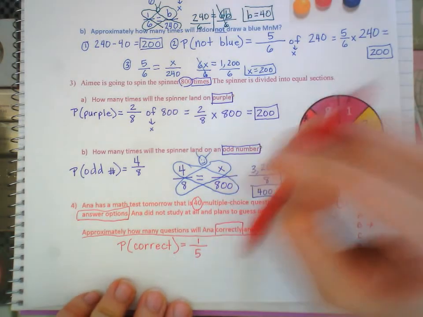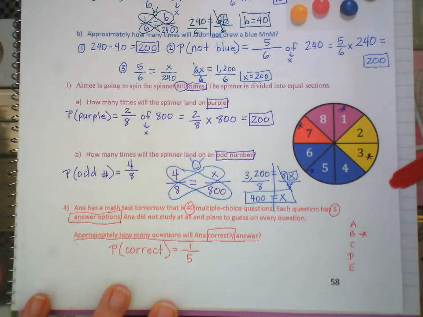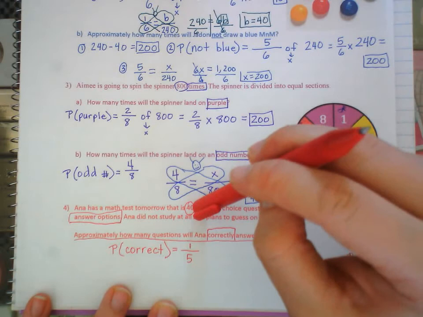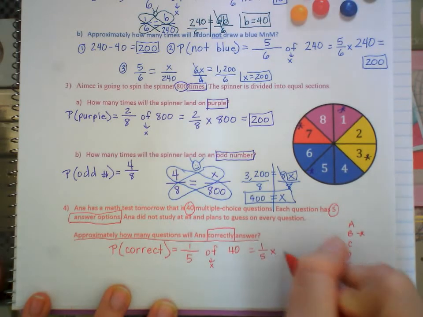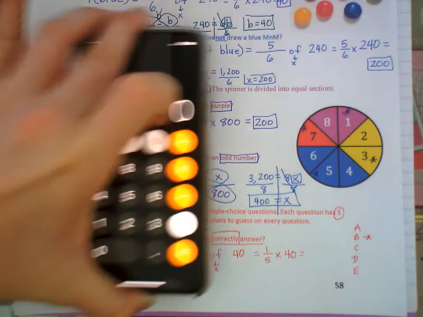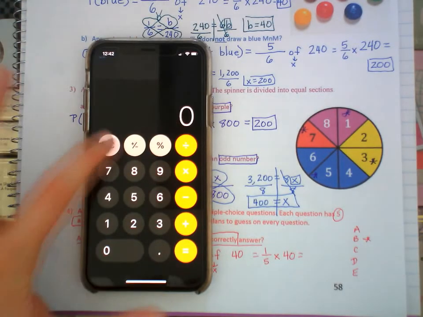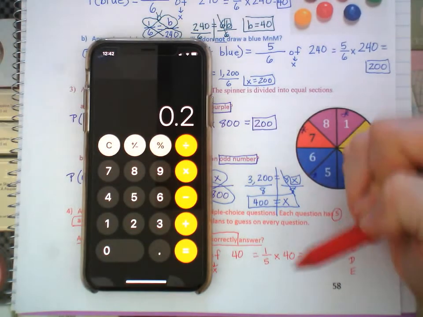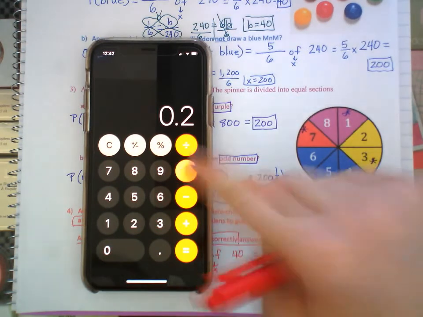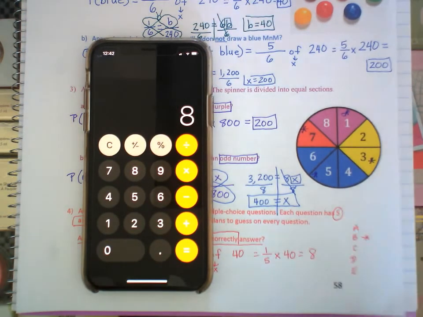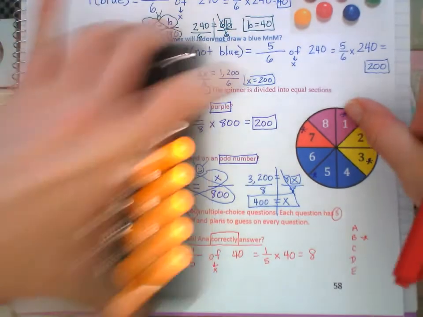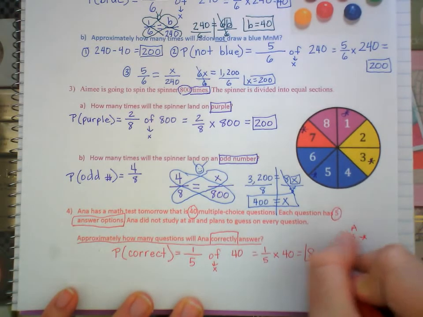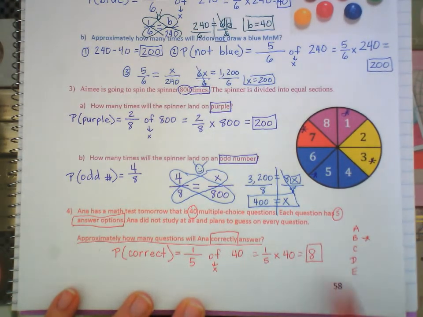You find the probability of whatever they're saying. Then either set up your butterfly or just multiply the probability by how many trials there are. How many questions are there? 1/5 of the 40 questions she's going to get right. So 1/5 times the 40 questions. 1/5 is 0.2, 20%. That's the probability she'll get the answer right. Times the 40 questions we're answering, 8. So she's going to get 8 of the 40 questions right. Anna, your score is going to be a 20% on the test, roughly.